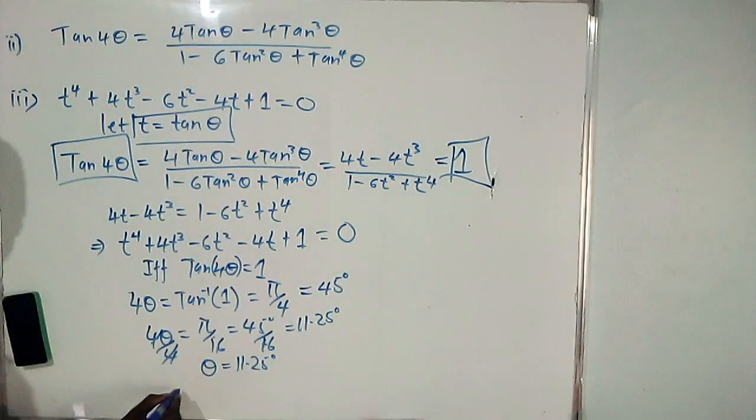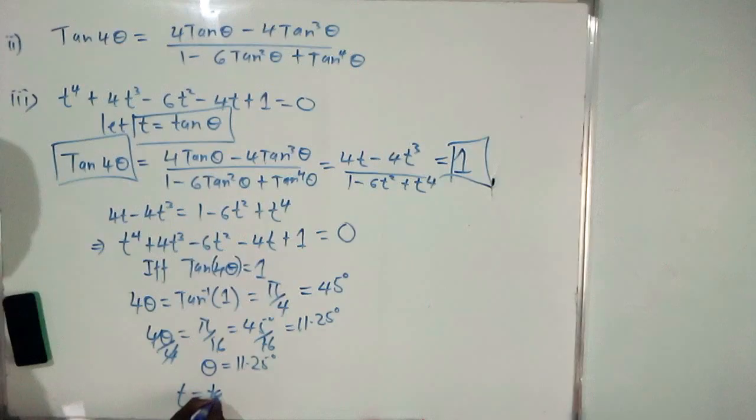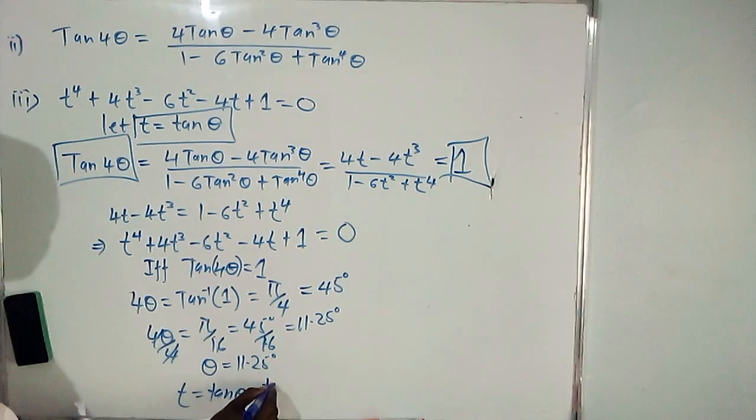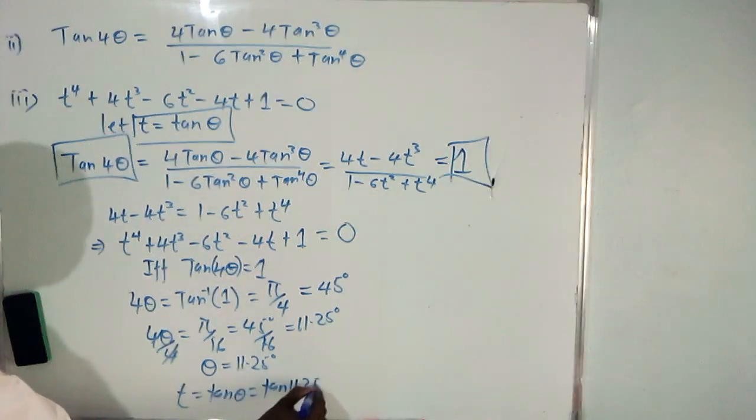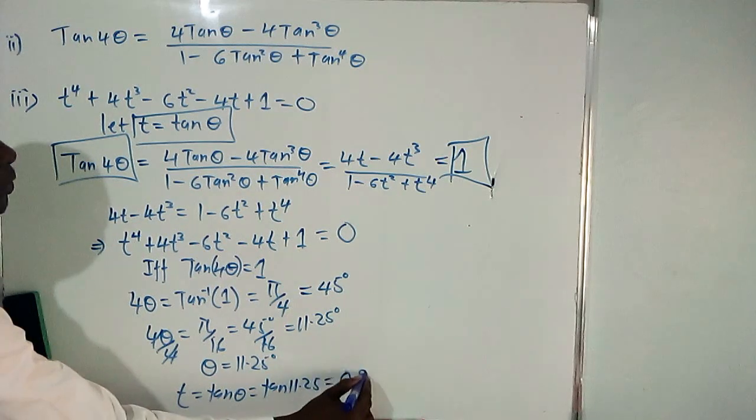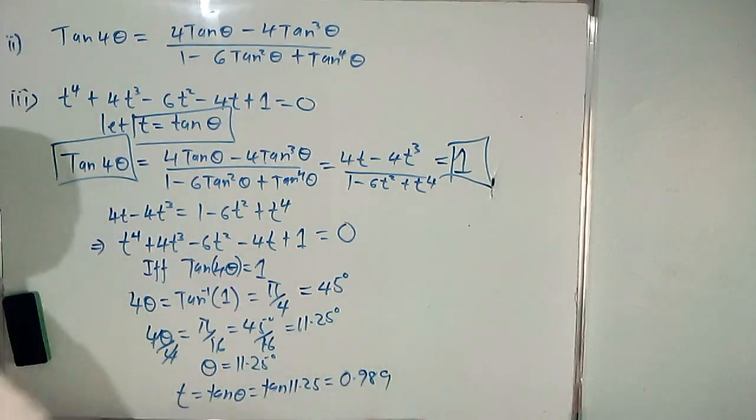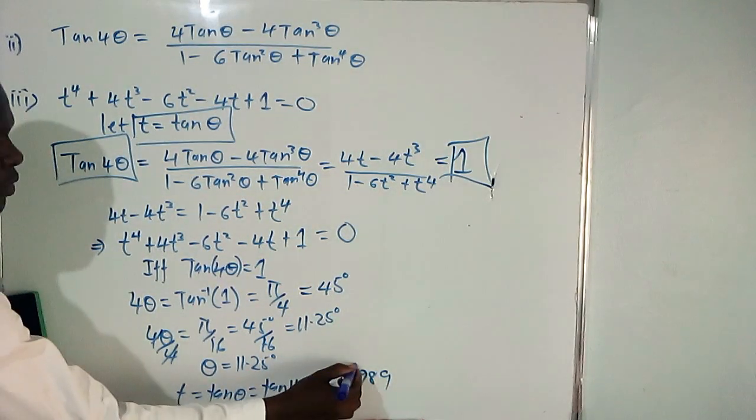Yes. So t is tan 11.25 degrees, which is 0.19889, isn't it? And you are done, isn't it? Yeah. Good. Next example. What is other remarks?